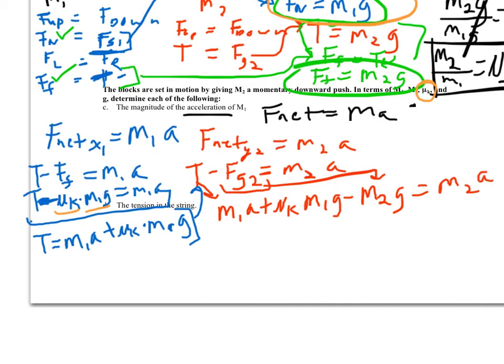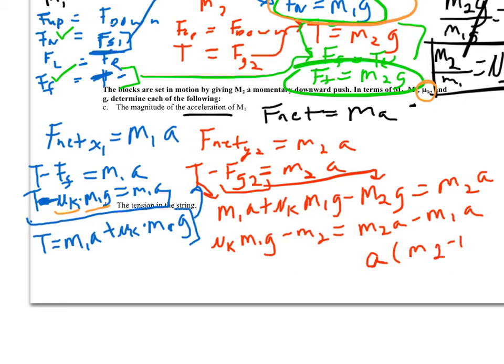Right now I'm solving for acceleration. So let's get all the accelerations on the same side. I'll subtract m1a over here. Mu k times m1g minus m2g equals m2a minus m1a. I can factor out that a. I get m2 minus m1 equals mu k m1g minus m2g. I dropped a g right here, m2g.